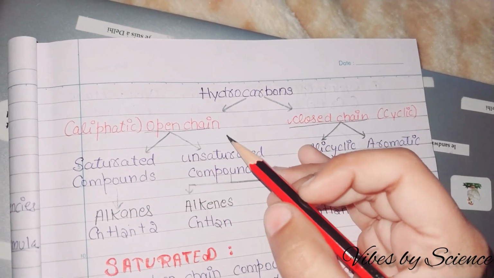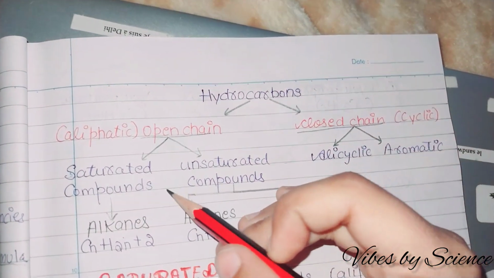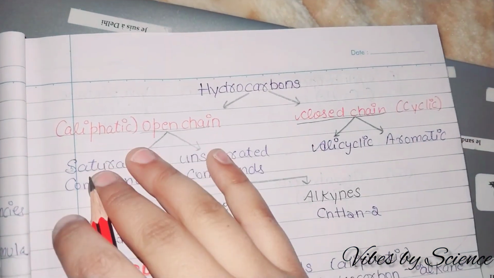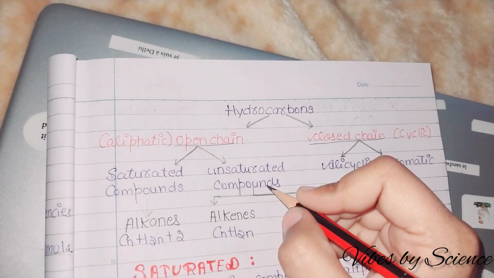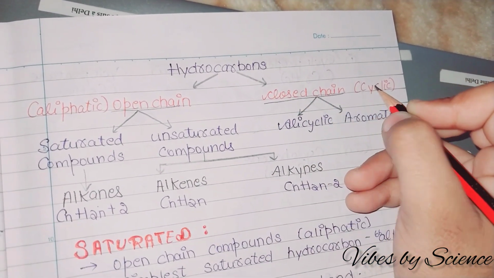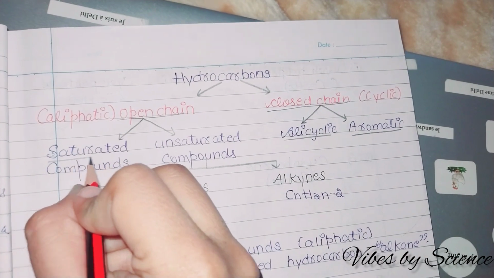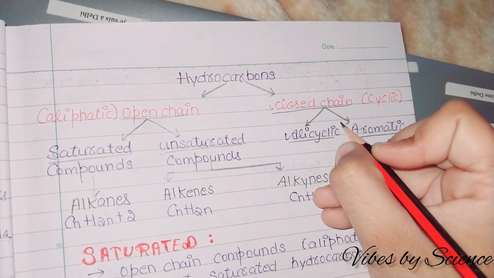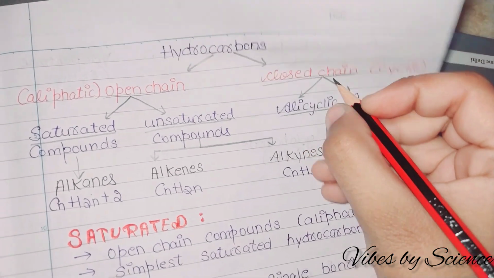Saturated compounds are those which only make single bonds. We will study about them in detail, but I am just giving you a brief introduction about what saturated compounds are. These have single bonds, and unsaturated compounds have more than one bond. Next, closed chain, these are classified as alicyclic and aromatic. Open chain are classified as saturated and unsaturated, and closed chain are classified as alicyclic and aromatic hydrocarbons.